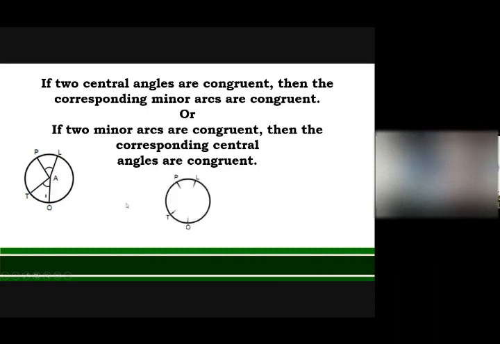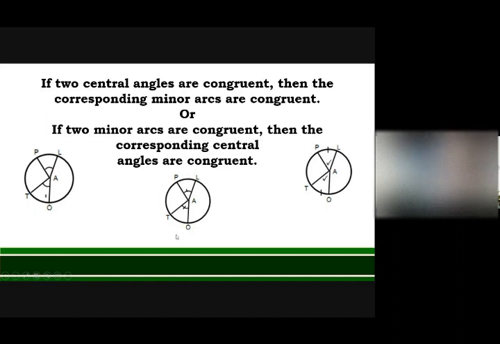So, pakita natin dito sa second circle. Kunyari, yung angle PAL is congruent to angle TAO, it means the arc PL and the arc TO are congruent. Okay? So, ganun lang. If two central angles are congruent, it means their intercepted arcs are also congruent.